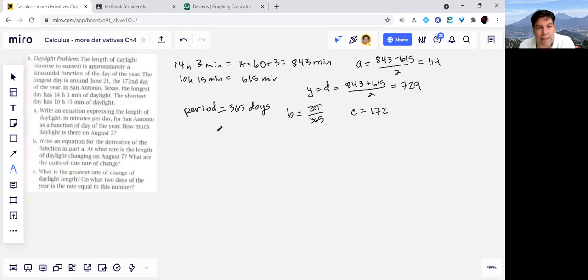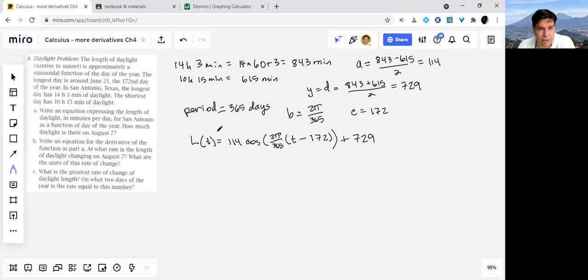So our function for the length of day, I'm going to use an L, length of day that depends on the day of the year, time, I'm going to put the time in days, is value of A, 114, cosine, value of B, 2 pi over 365, times T minus 172, plus 729. Okay, this would be our function.